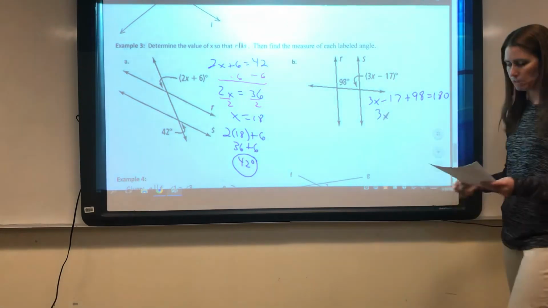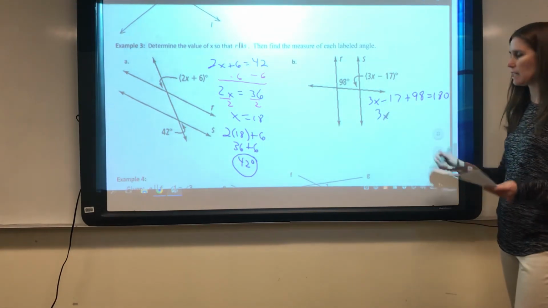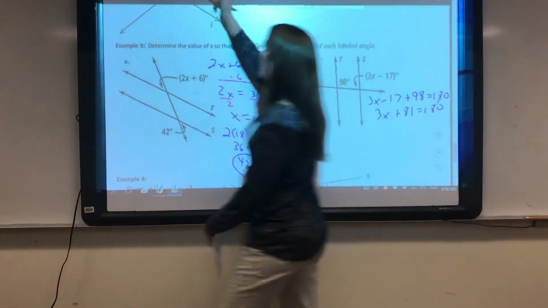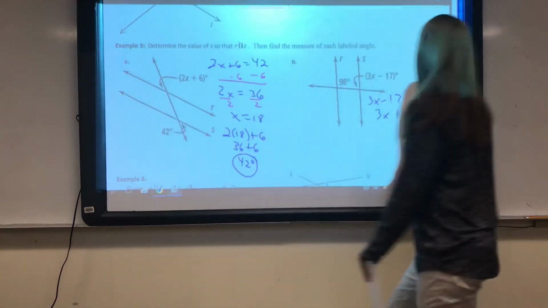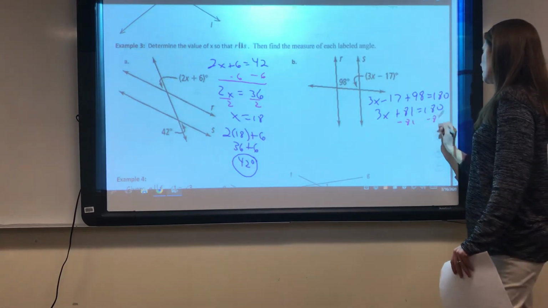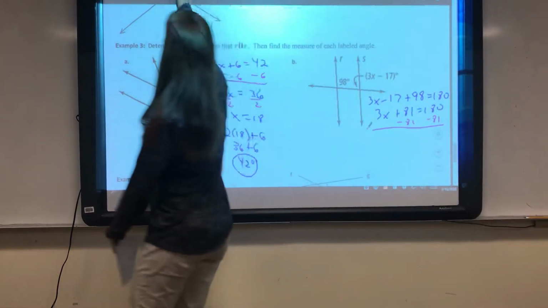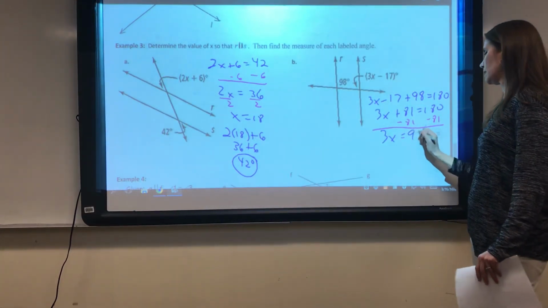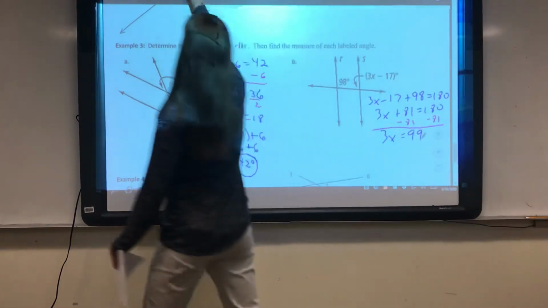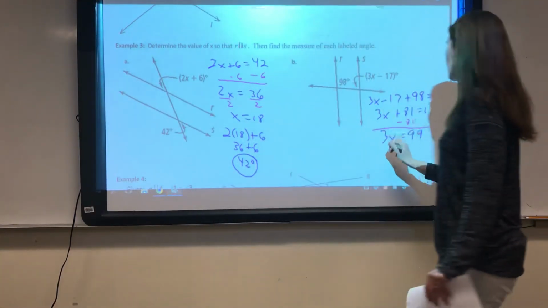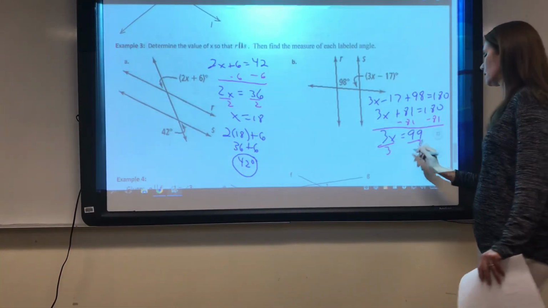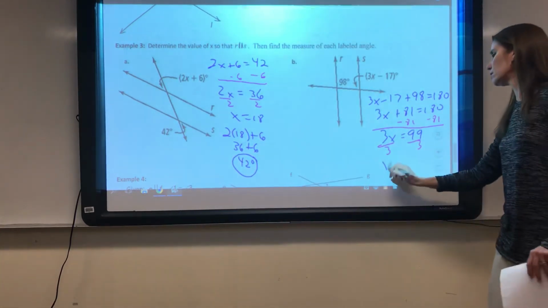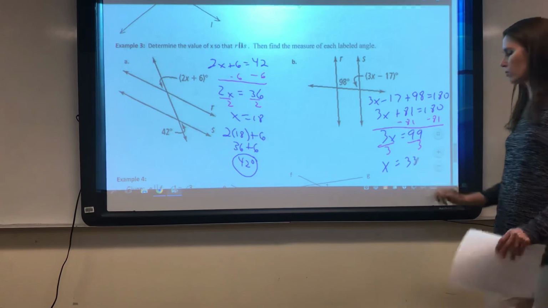I can combine my like terms together. Negative 17 plus 98 is 81. I can go ahead and subtract 81 from both sides. And I get 3x is equal to 99. And then I can go ahead and divide by 3 on both sides. And that gives me x is equal to 33.